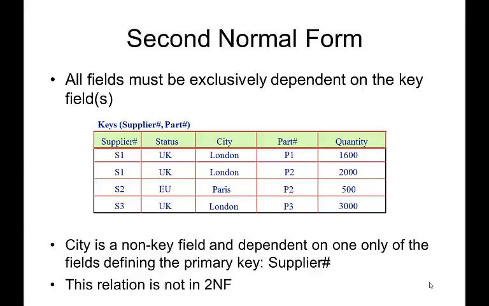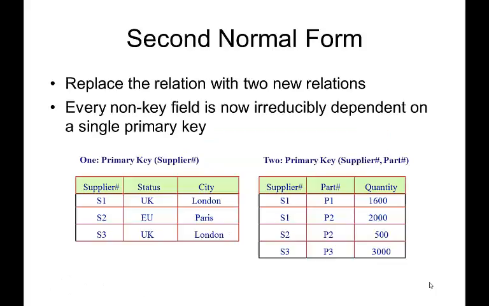So city is a non-key field and is dependent on only one of the fields defining the primary key. So city is dependent on where the supplier is. It's not dependent on the part number. So this is not in second normal form because we've got a non-key field that is dependent on only part of the primary key of the table. This relation is not in second normal form.